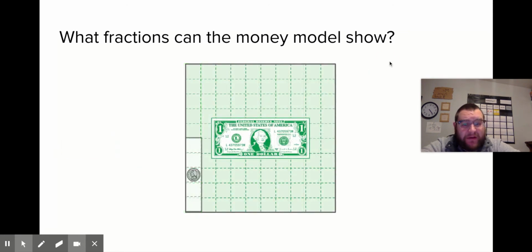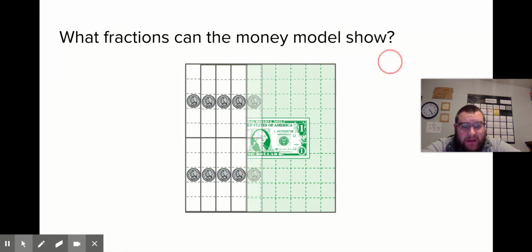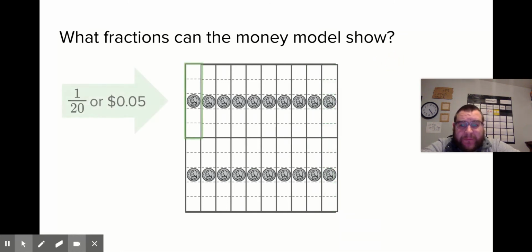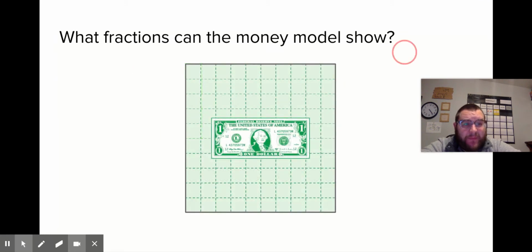And now we have nickels. Nickels are worth half as much as a dime, so it would take twice as many nickels to cover a whole dollar. And as you can see, it's going to take 20 nickels to cover this whole dollar. Now, if we're looking at it as out of a whole dollar, out of 100 cents, it would be 5 out of 100.